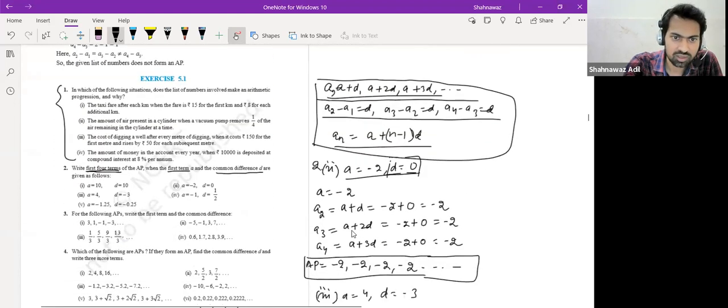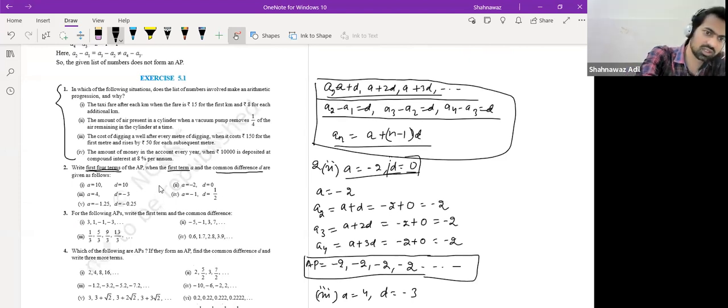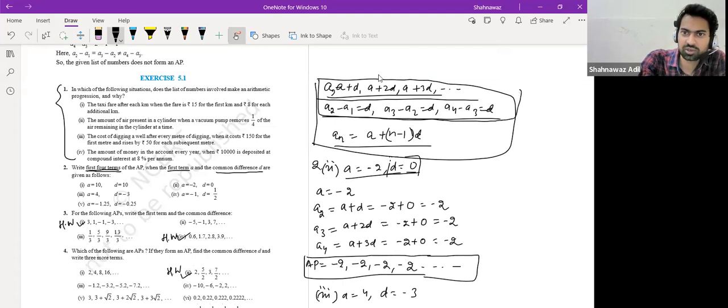So write the first term and the common difference. Okay, so this is given. So just try this first, fourth, and which of the following are APs if they form one common difference. Okay, so this one, 1, 4, and this. Okay, guys, homework. So only this idea will be used. First two ideas. Right. Understood, guys?